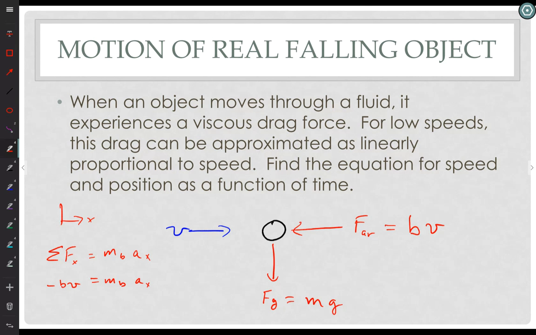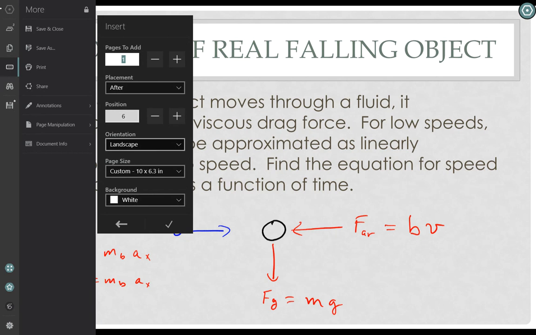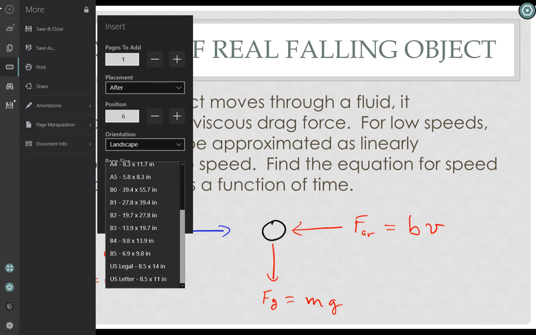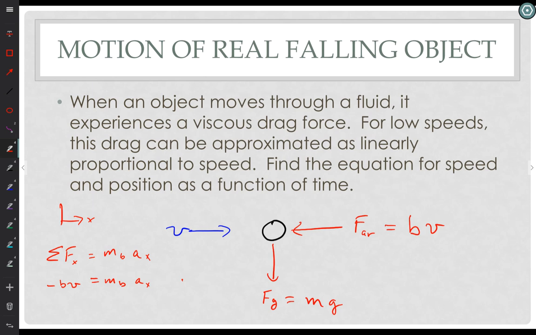Now we have an equation that we can actually work with, because, unfortunately, I have to add another slide here. I'll get better at this. So minus bv. I'm going to drop the subscript b, it's the mass of the bullet, and I'll drop the subscript x for acceleration in the x direction. So minus bv equals ma.